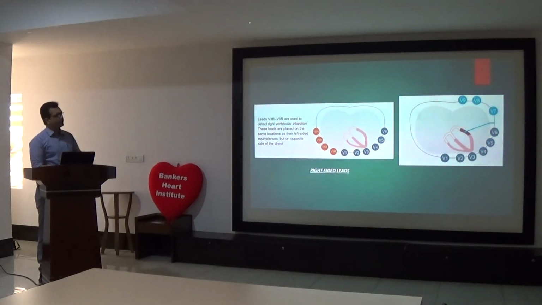Similarly, to view the posterior of the heart, leads V7, V8 and V9 are used. So leads V7, V8 and V9 are at the same level as leads V4, V5 and V6. In the posterior axillary line is V7, at the angle of the scapula is V8 and the paraspinal region is lead V9.